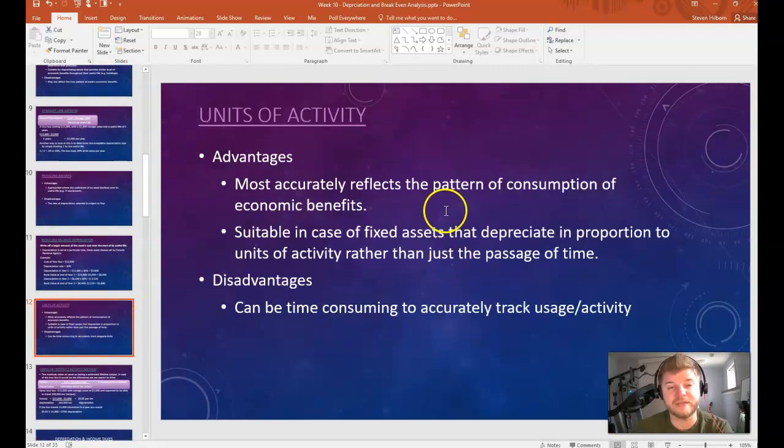And then units of activity. So other than straight line, I think this is the next most common one. It most accurately reflects the pattern of consumption. It's suitable in cases of fixed assets that depreciate in proportion to the amount of activity that they see.